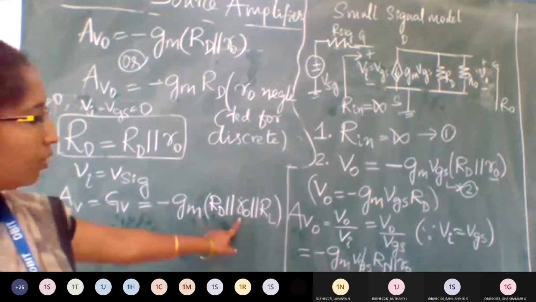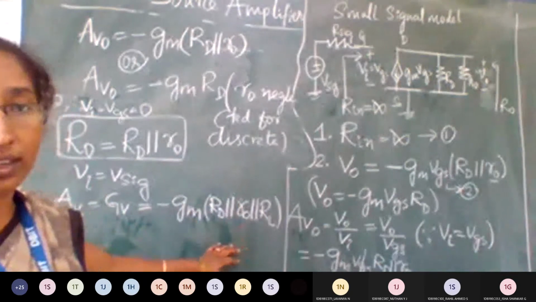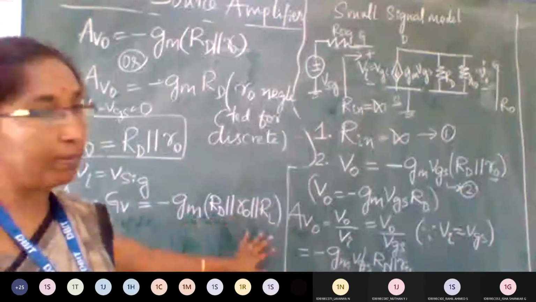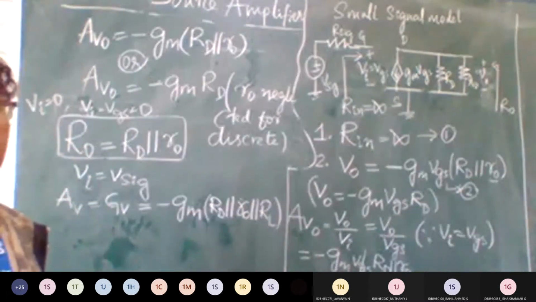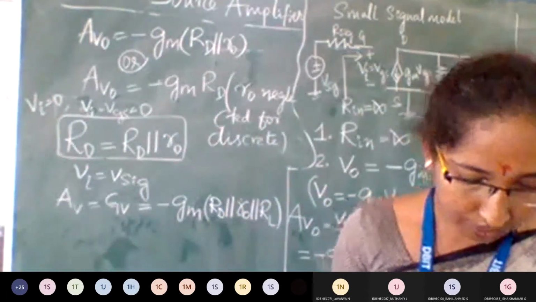Again here also, if you want to consider for discrete, this finite output resistance will be neglected. We'll be left with minus GM RD parallel RL. Any doubt in this derivation?